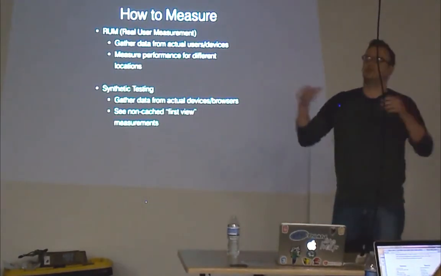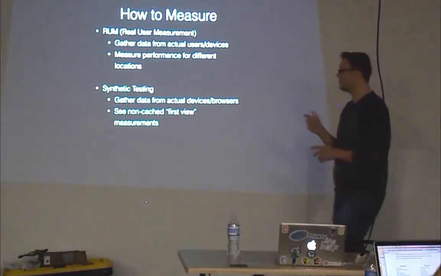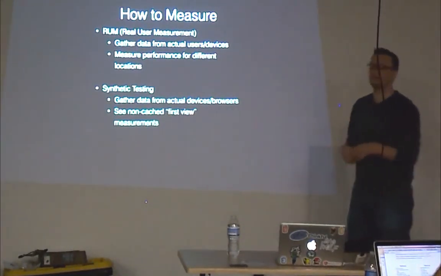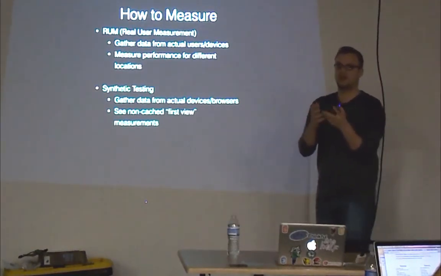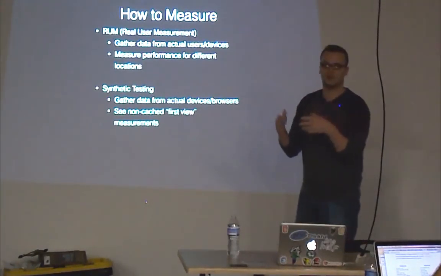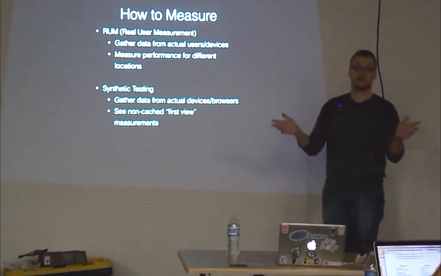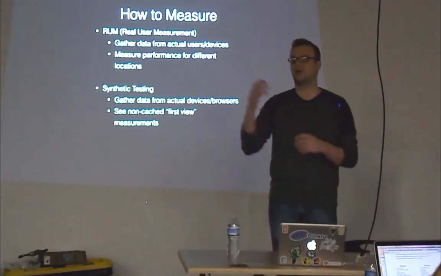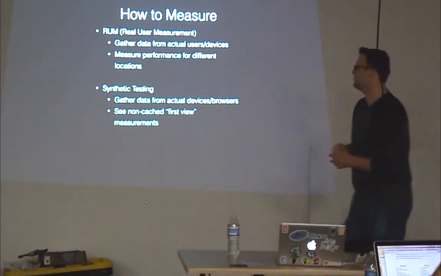So how do we measure these things? There are two schools of thought on this. Real user measurement gathers data from actual users and devices, so that's when someone goes to your page, then takes their performance data and sends it to a server so that you can do whatever you want with it afterwards. This will measure performance from different locations, so you can really get a good idea of where your users are from and how fast it's taking them to load the page.